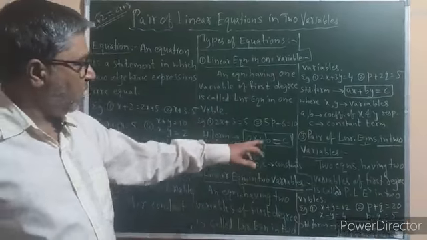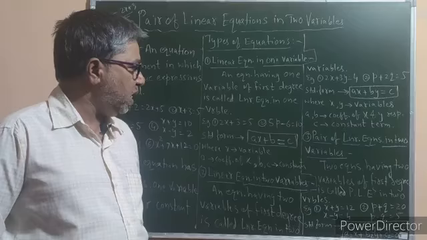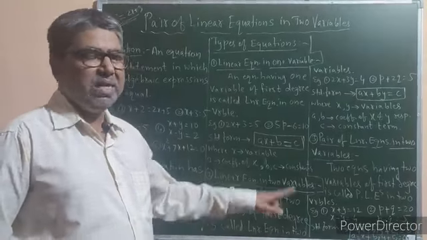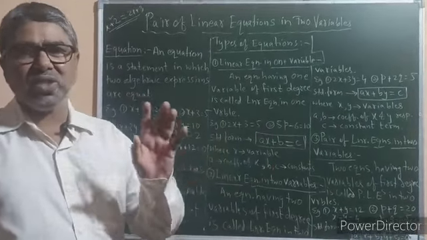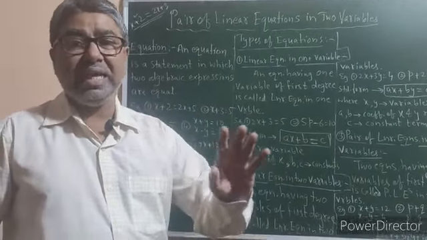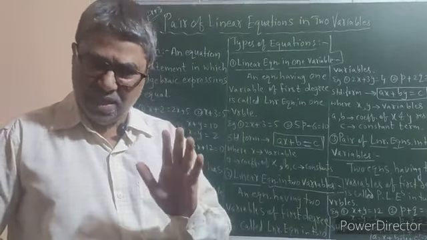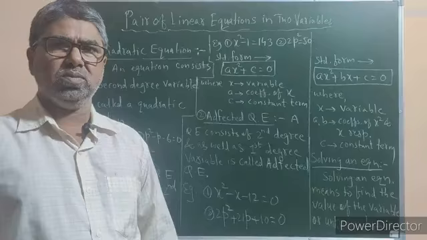So this is the third type of equation, called a pair of linear equations in two variables, and a pair of linear equations in two variables is also known as simultaneous equations. They are also called simultaneous equations.